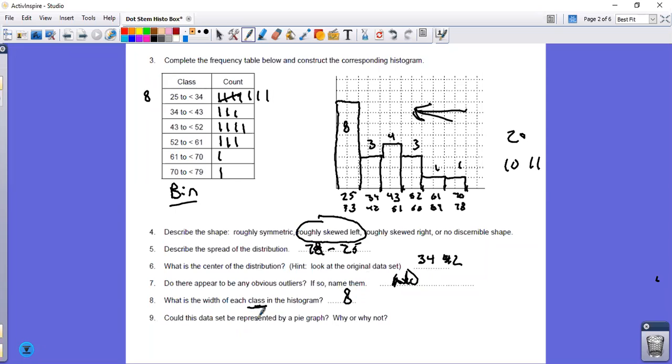And could this data be set up as a pie chart? Yeah, you could take these 6 and set up a pie chart, right? 8 out of 20 would be your percentage and stuff. So a pie graph. So yeah, why not? Yes. Sure.